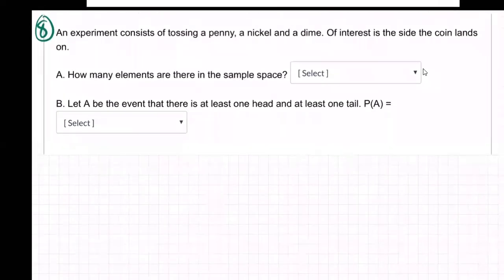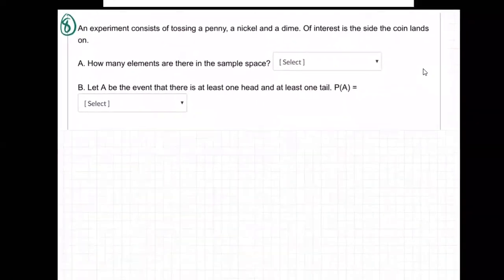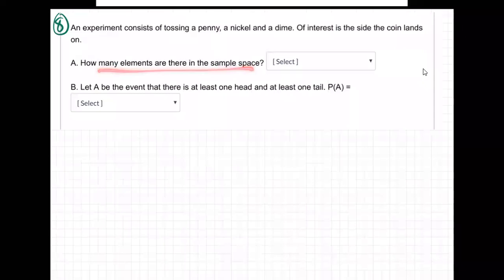Okay, so this question is interesting. An experiment consists of tossing a penny, a nickel, and a dime. You might have a quarter, dime, and a nickel, whatever, three coins. How many elements are there in the sample space? Well, what I'm going to suggest is let's list them out.